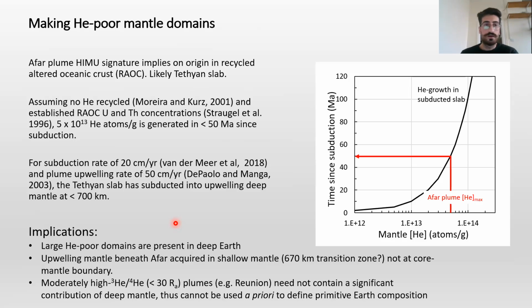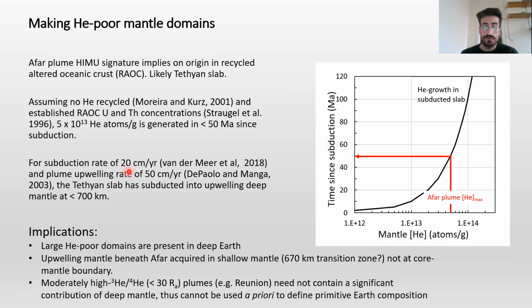So the last thing, how can we make these helium-poor mantle domains? So the Afar plume signature implies an origin in recycled altered oceanic crust, likely a Tethyan slab, for example. And assuming no helium recycled and established recycled altered oceanic crust uranium and thorium concentrations, as you can see from this model, to generate 5 times 10 to the 13 atoms per gram helium, we need 50 million years since subduction.